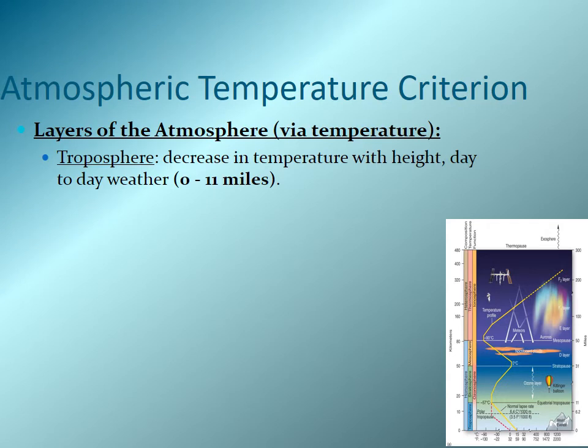So now let's go through the various layers of the atmosphere based on how temperature behaves in that layer. And the first one is the troposphere. The troposphere is the layer that we all live in, and it's denoted by its decrease in temperatures with height. You may have noticed that because as you go up into the mountains, you will see a noticeable cooling effect. The troposphere is about 0 to 11 miles thick, and again, most of our day-to-day weather occurs in the troposphere.